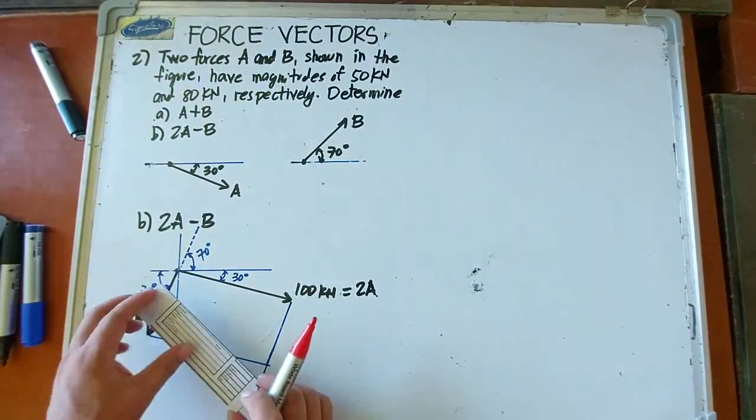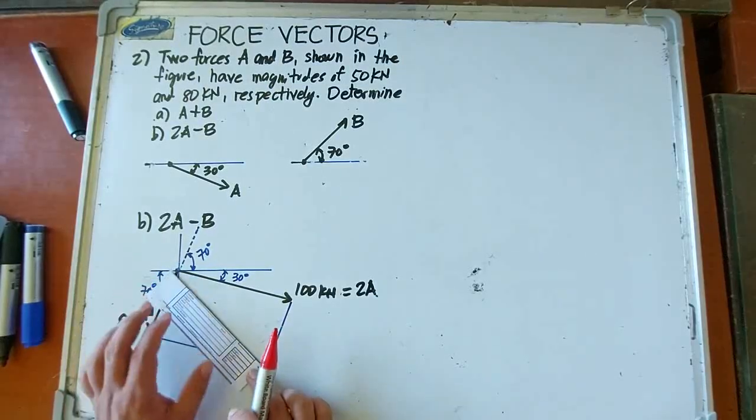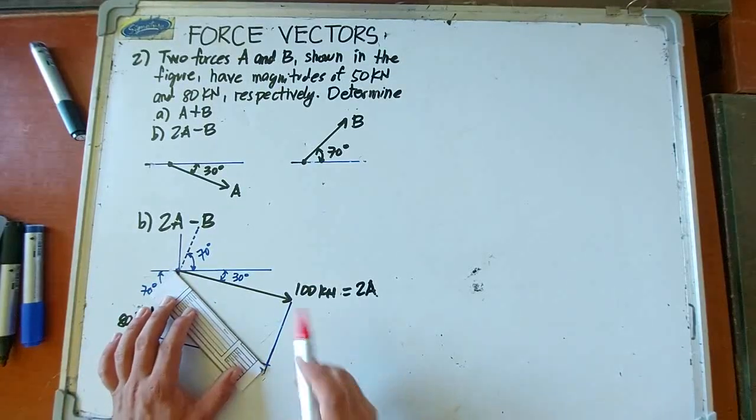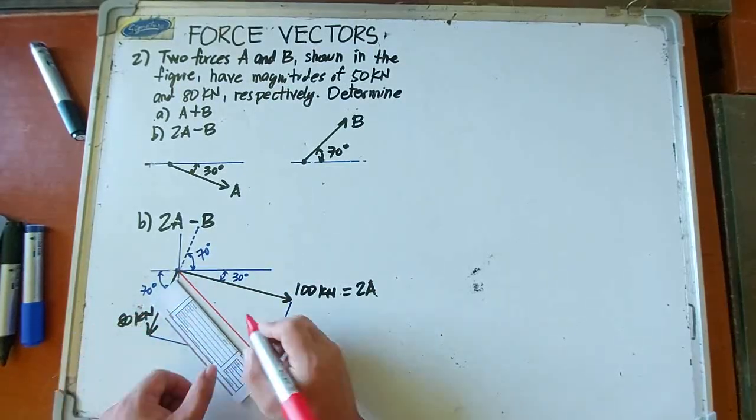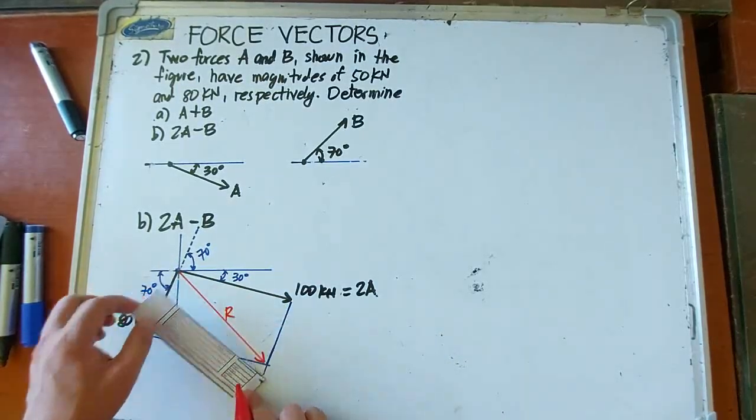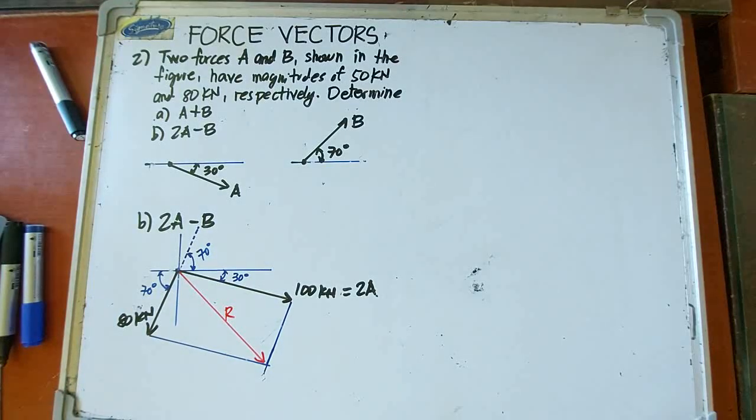Saan umabot tong ruler ko? Ay, sakto. Okay, so this would be the resultant force. And then solve for, okay.